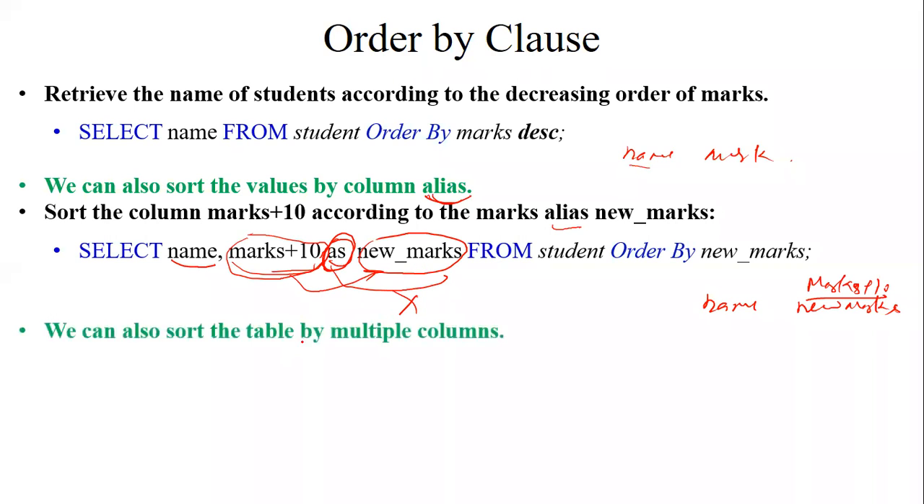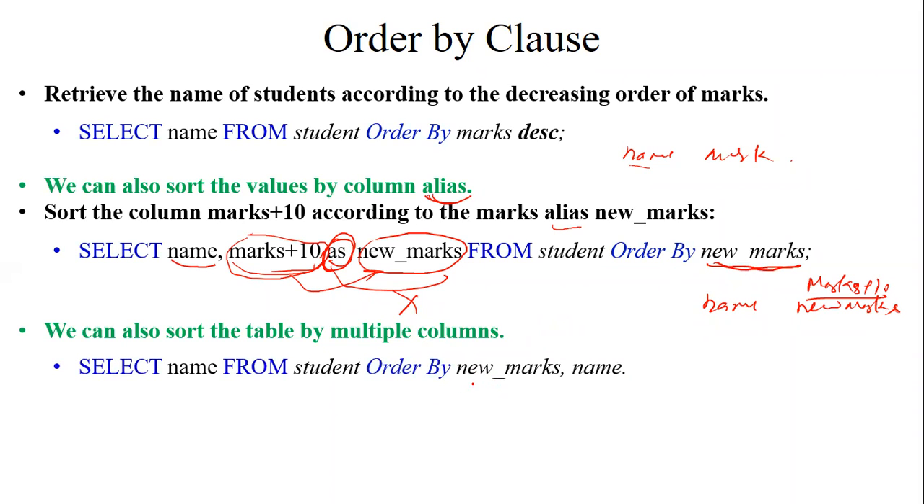Similarly, you can also sort the table using multiple columns. Here we were specifying only one attribute, but you can specify multiple attributes. Like here you can see select name from student order by marks and name. Marks is specified first and name is specified second. So the sorting will happen first based on marks, and second based on the name.